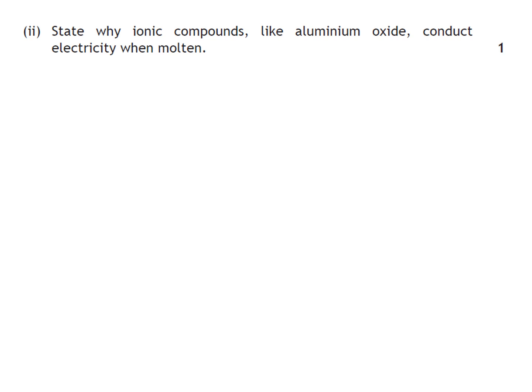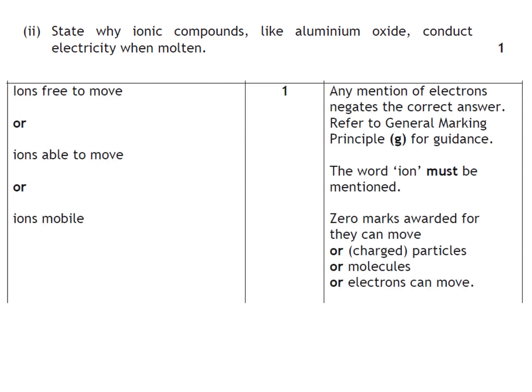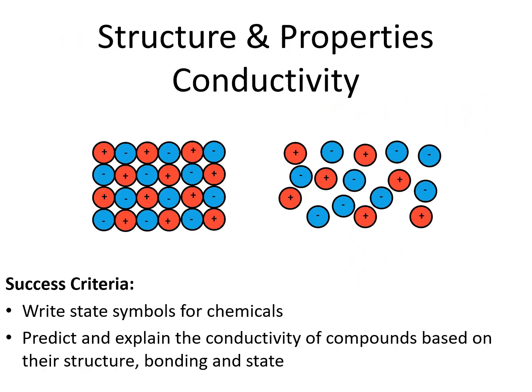So state why ionic chemicals like aluminium oxide conduct electricity when molten. Pause and then unpause when you're ready. So hopefully you've got written down that the ions are free to move, they're able to move, or they are mobile. And if you want to pause this and have a look through, on the right hand side, it gives you the key information that you need to include. Okay, so have a read of all this, and when you're ready, that's us done.